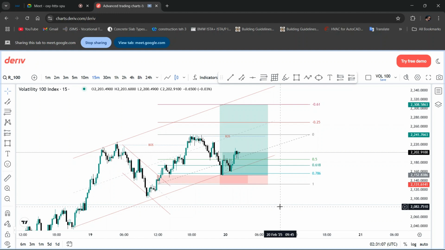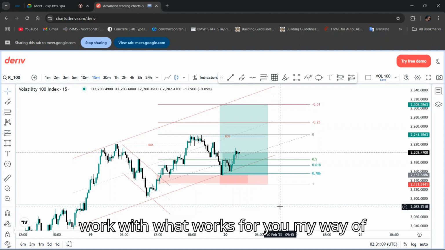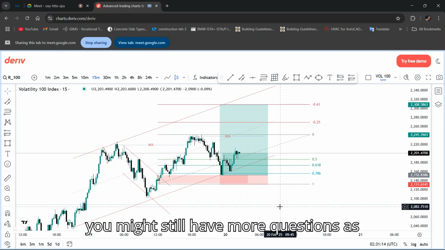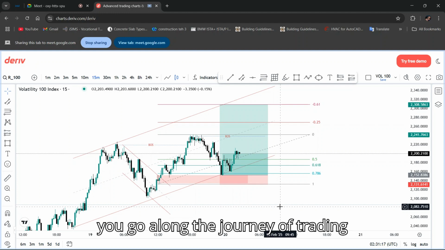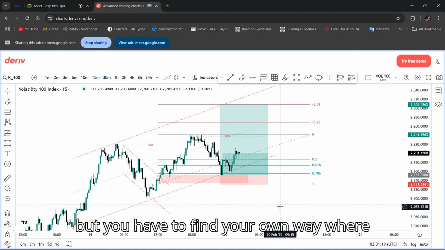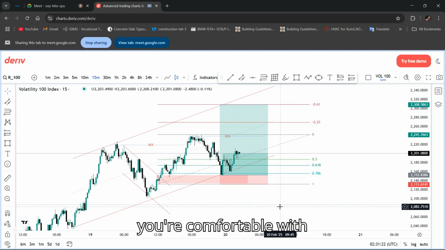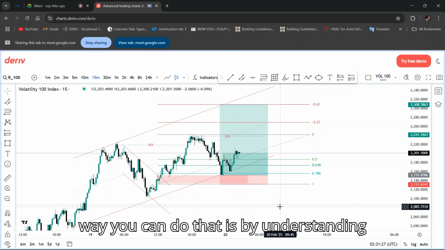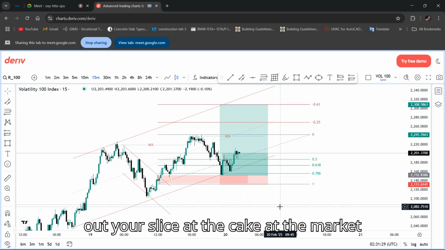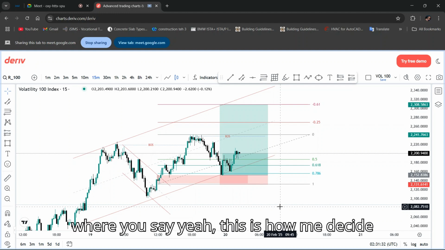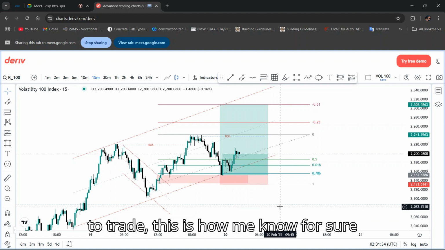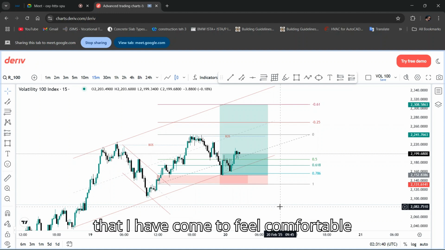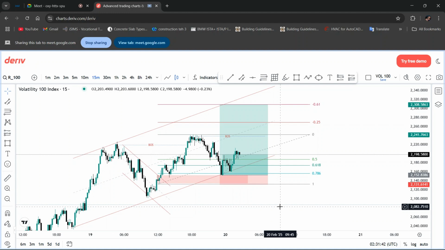Work with what you know. Work with what works for you. My way of trading might work for you, it might not. You might still have more questions as you go along the journey of trading, but you have to find your own way where you're comfortable, so you can trade the market. And the only way you can do that is by understanding the market for yourself, so you can take out your slice of the cake at the market where you say, yeah, this is what I decide I trade. This is what I know for sure I'm gonna win. And this is the strategy that I have come to feel comfortable using.